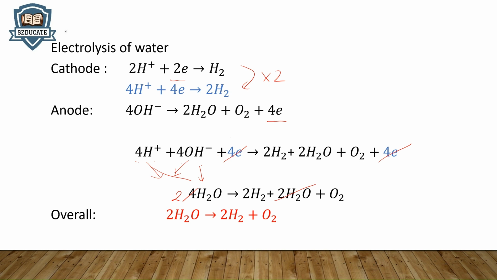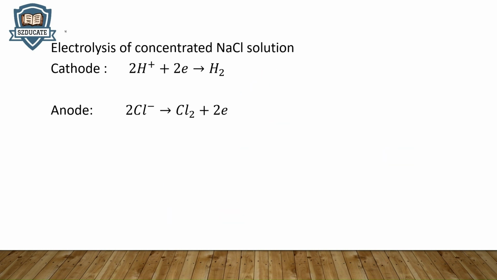Now it takes a bit of practice. Try with other examples. Just going to go through one more. Now, if we were electrolyzing concentrated sodium chloride solution, your cathode will still be the same. Your H+ ions will discharge as hydrogen gas, but at the anode, because it's concentrated, OH- will not be discharged. Your chloride ion is discharged instead. You're going to get chlorine gas.